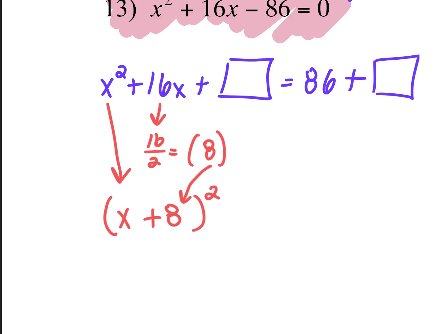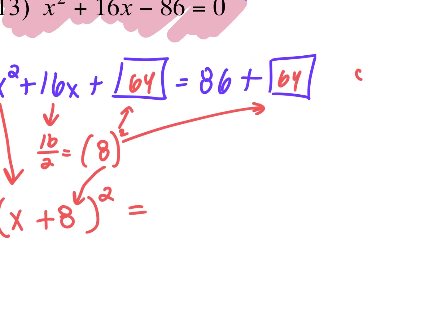And then how do I figure out what goes in the box? You have to square 8. What is 8 squared? 64. What you add on one side, you add on the other. So what is 86 plus 64? Write it over here, guys. 86 plus 64, 150.